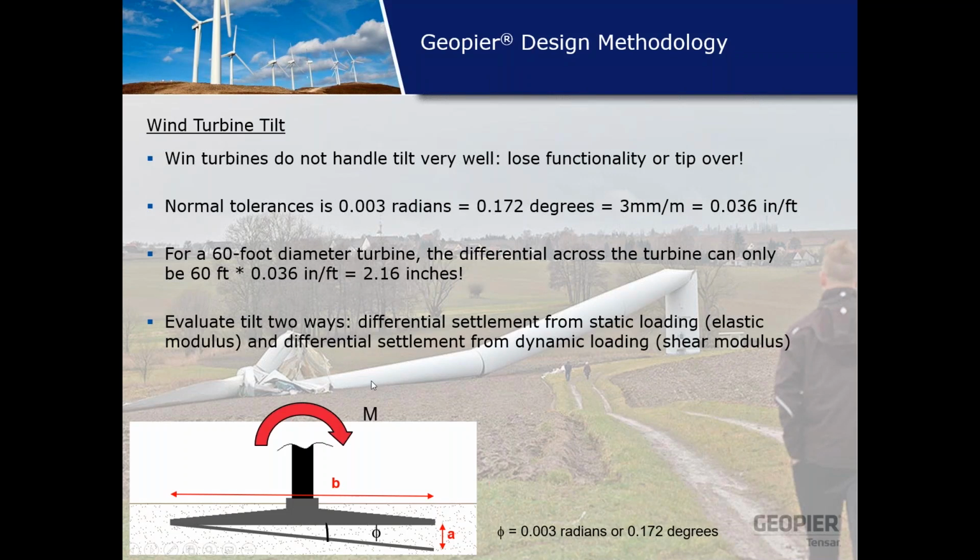So as a for instance, if you had a 60-foot long foundation, it can move 0.036 inches per foot. You can have a differential of 2.6 inches across that foundation. That's not really that much across 60 feet. So it's pretty important that we make sure we understand what that rotation is going to be. We look at it two ways. We look at it from a static loading condition using the elastic modulus, and we also look at it from a dynamic loading condition using the shear modulus.